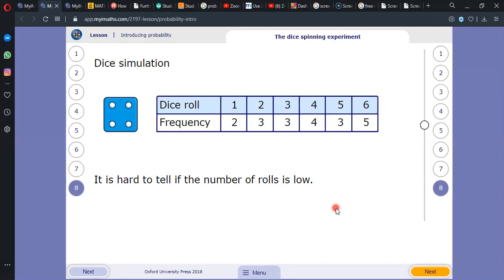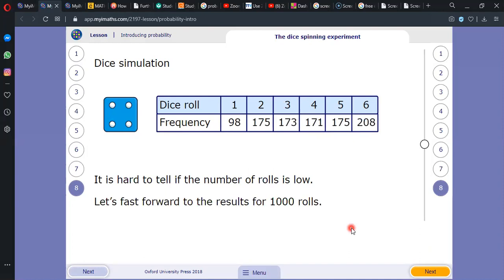Let me put it this way. The total number of trials has to be high for you to be able to estimate whether the dice is fair or not. If you don't do so many trials, you won't be able to say. It will be hard to tell. So a lower number of trials will make it hard to tell if the dice is actually a fair dice.